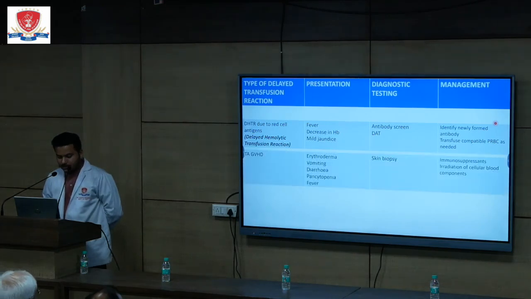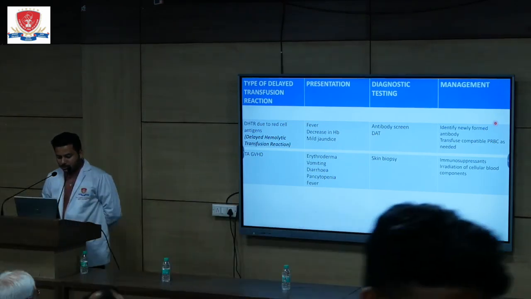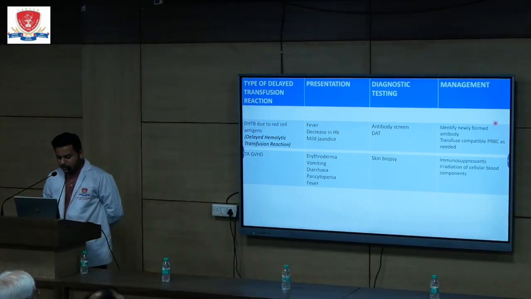Then we have the transfusion-associated graft versus host disease, in which we see erythroderma, vomiting, diarrhea, pancytopenia, and fever. Its diagnosis is skin biopsy, in which we see chronic inflammatory changes at the junction of epidermis and dermis, and the keratinocytes go into apoptosis and are surrounded by a large number of lymphocytes. Its management includes giving immunosuppressant drugs and irradiating the cellular blood components.